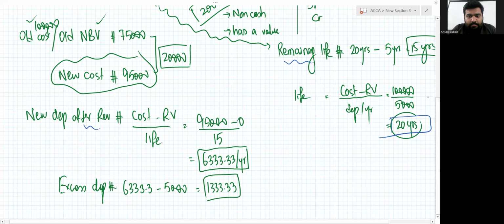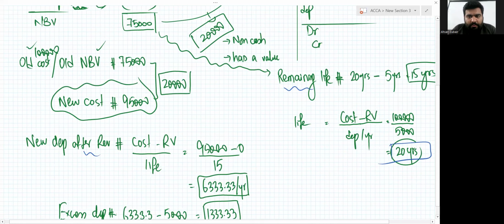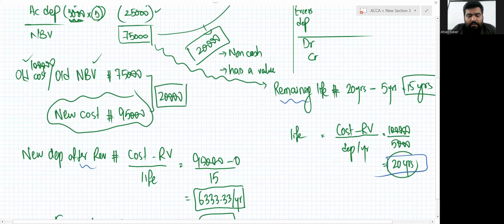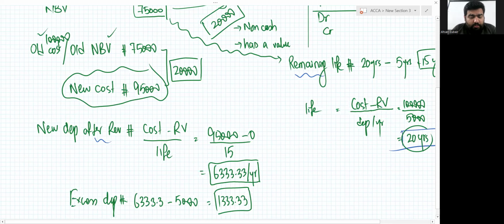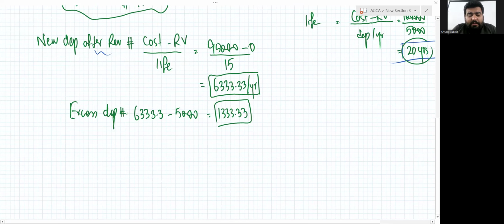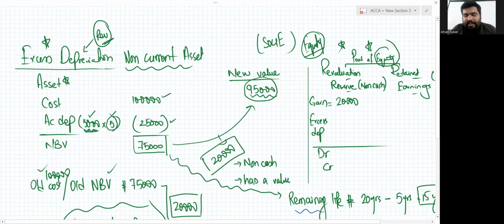Sir, can the total life be given in the question, or do we have to calculate it every time? Yes, you have to calculate it every time, but if it's given, then it's okay. You can use it. It's up to the examiner, right? Yes, yes, sir.